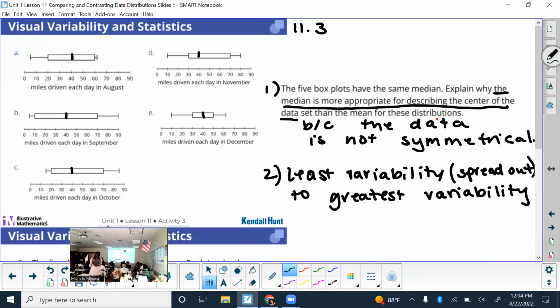All right. Least variability to greatest variability, you're just gonna rank them. So whichever one you think is the least spread out, and then second least spread out, all the way until you're at most spread out. I would write what I wrote in the black, but then you still need to answer it. You need to put what you think is the least spread out of the 5 box plots, and then rank them.